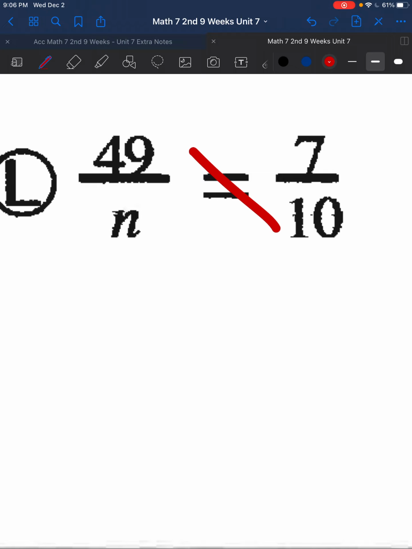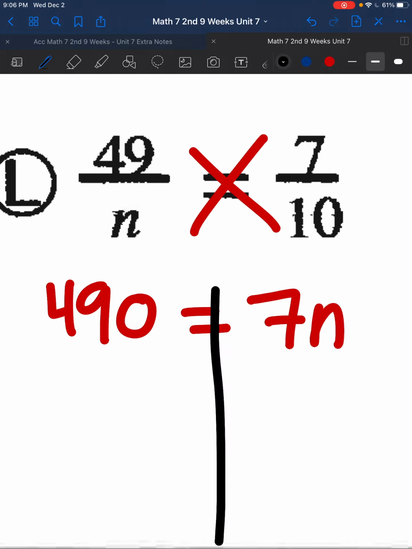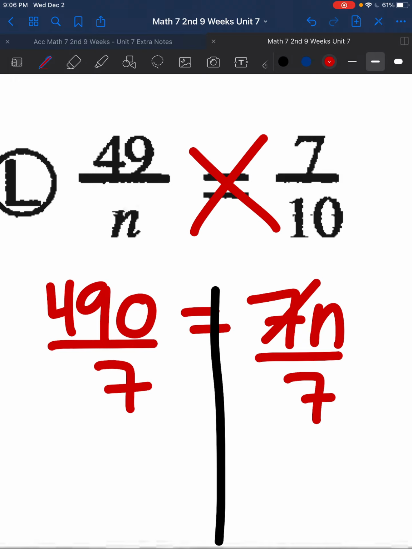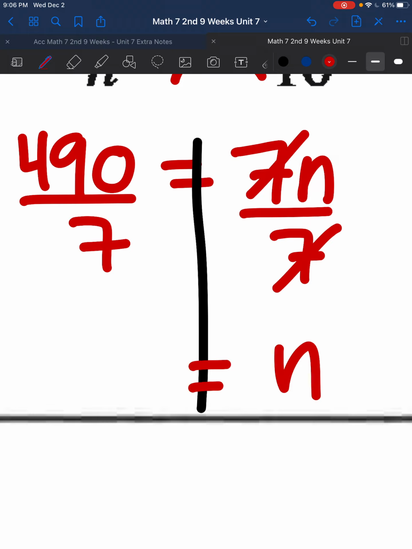For letter L, I've got 49 over n equals 7 over 10. So I'm going to start by multiplying 49 times 10. I know that 49 times 1 is 49, but I'm just going to add that 0 to it. So it's 490. Now I'm going to set that equal to 7 times n. Now to get that n by itself, I need to undo that multiplication. So I'm going to divide by 7 on both sides. On the right-hand side, my 7's cancel out, and n is by itself.